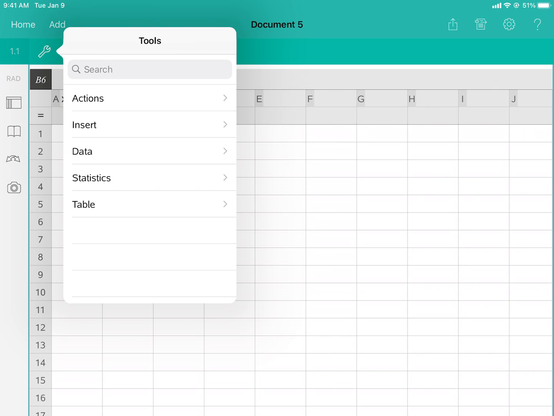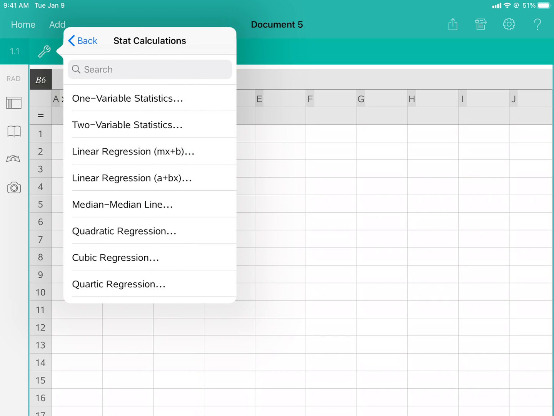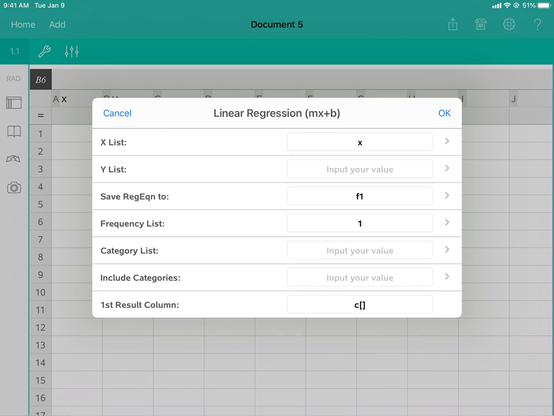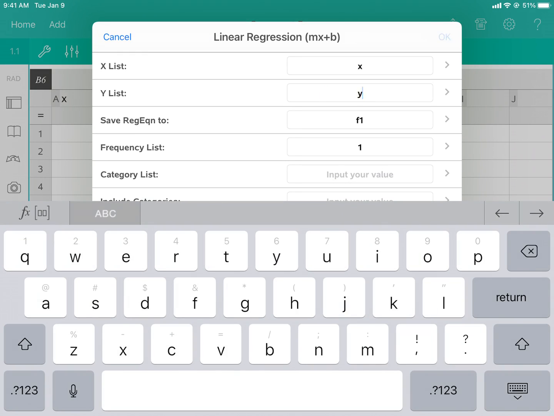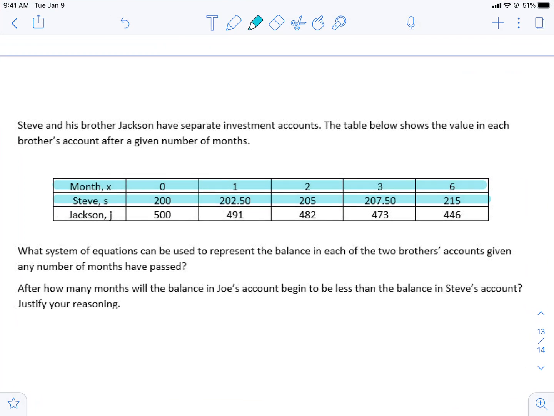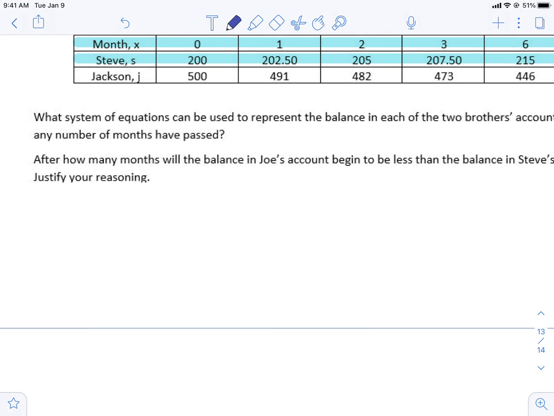So I go menu, statistics, stat calculations, linear regression, mx plus b. For X list, I type in X. For Y list, I type in Y, and I hit OK. So I'm looking for the equation. So I want the 2.5 and the 200, the M and the B. And so for Steve, and I'm going to write it down below. So for Steve, his equation would be y equals 2.5x plus 200.